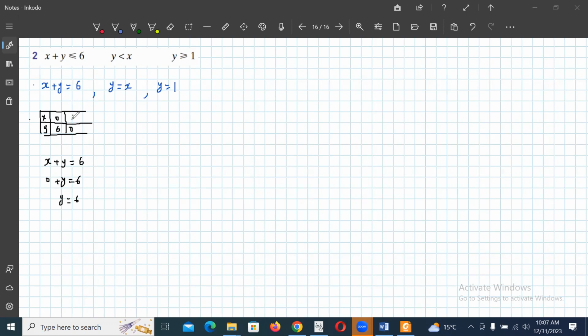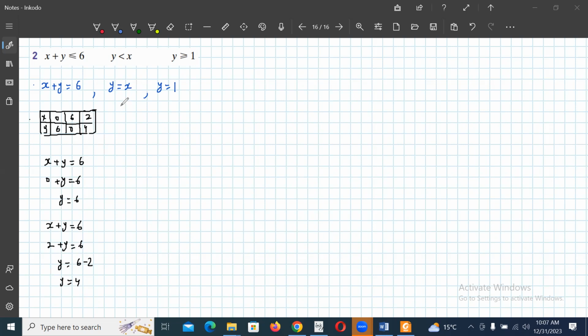I think 2 points are enough, but if you want one more point, let's suppose you check x is 2. Then x plus y is equal to 6 becomes 2 plus y is equal to 6, so y is equal to 6 minus 2, that gives me 4. So my value of y is 4.